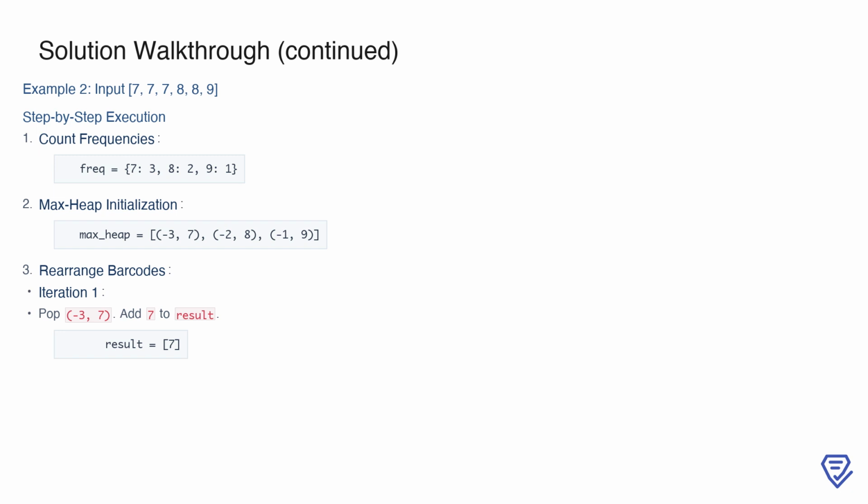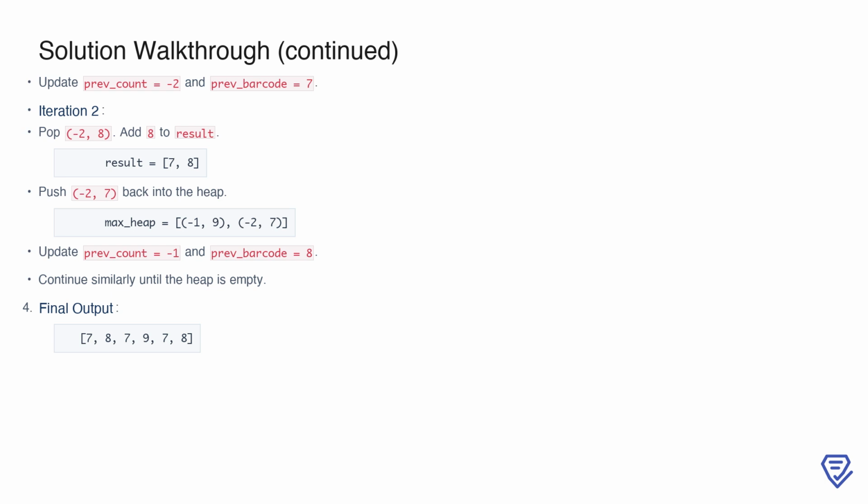To rearrange the barcodes, we start with the first iteration, where we pop (-3, 7) from the heap and add 7 to the result, making it [7]. At this point, we update prev_count to -2 and prev_barcode to 7. By keeping track of these variables, we ensure that the same barcode is not placed adjacent to itself in subsequent steps. In the second iteration, we pop (-2, 8) from the heap and add 8 to the result, resulting in [7, 8].